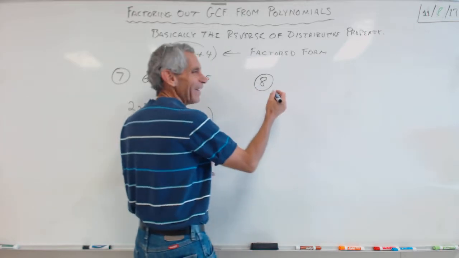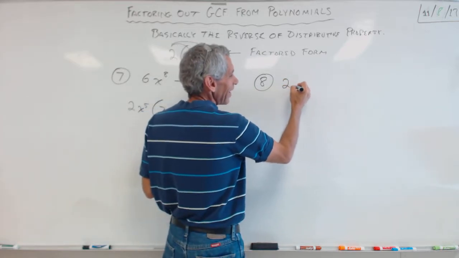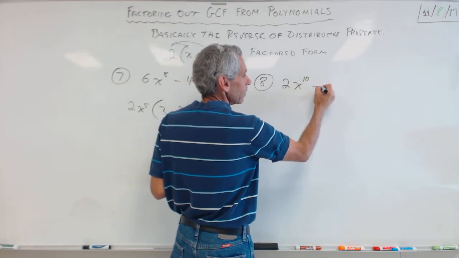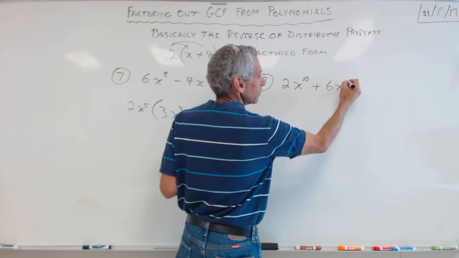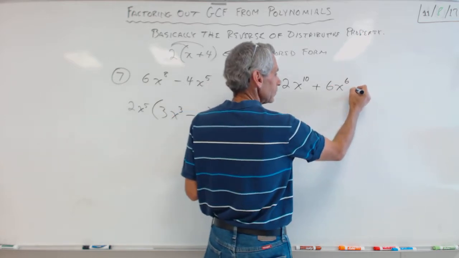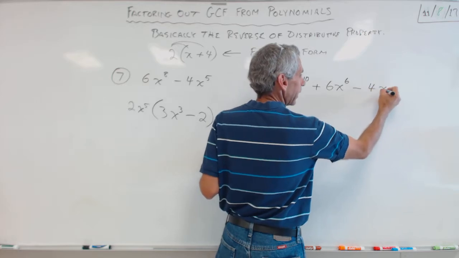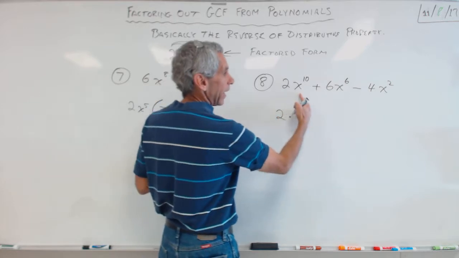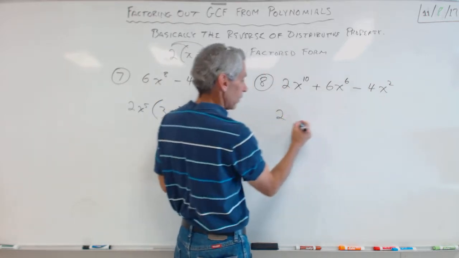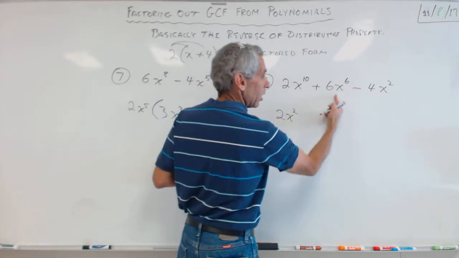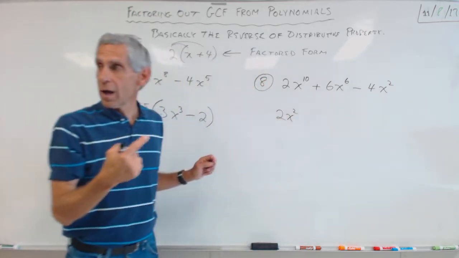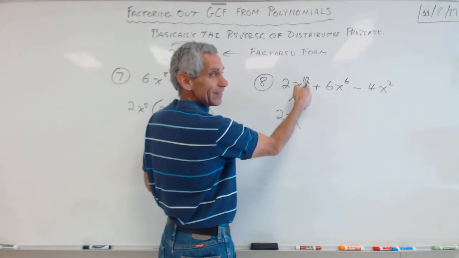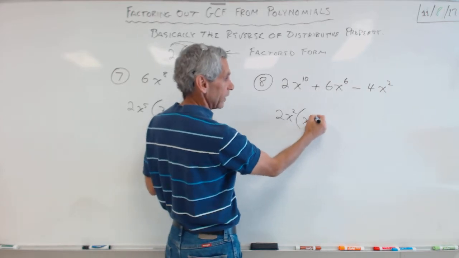Trust me. Okay. All right, 2x to the 10th plus 6x to the 6th minus 4x squared. Okay, 2 goes into all of them. X to the 2 is my smallest one, so I know I can take that out. As long as x is in all of them, right? X has to be common to all of them, right? Now, here we go. 2 divided by 2 is 1. I've got x to the 10. I'm taking away 2 of them. It's just x to the 8.